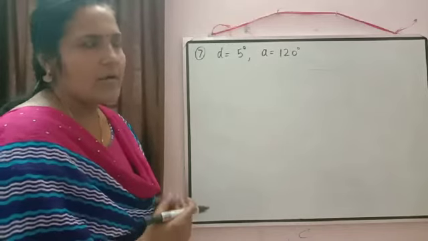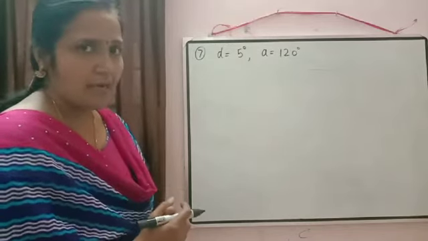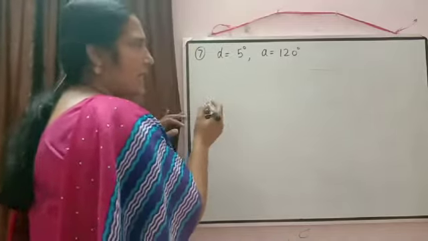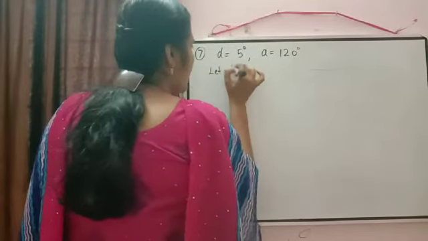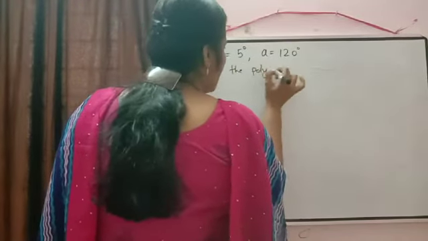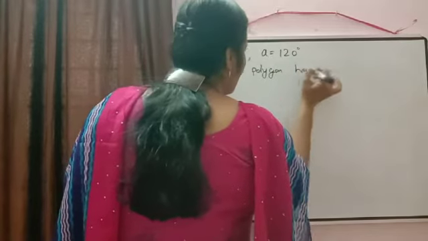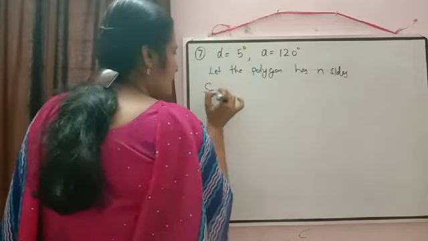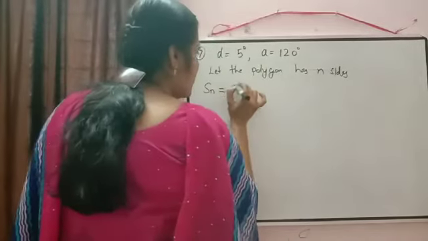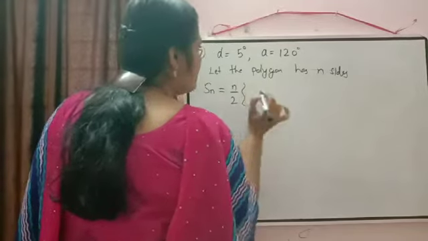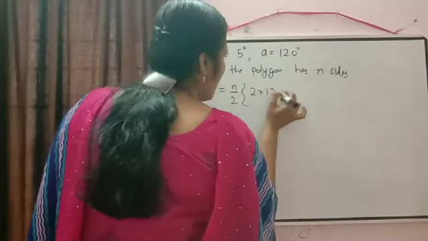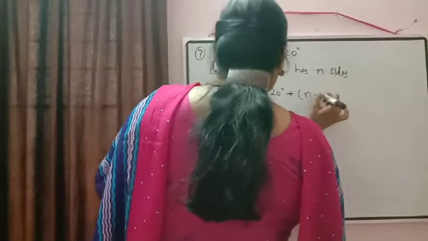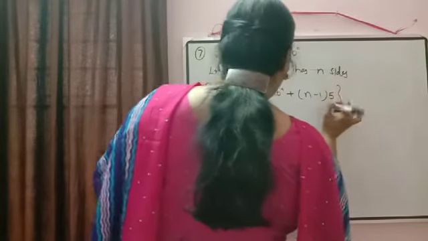According to the formula of AP, what will be the sum of n terms? We will suppose that this polygon has n sides. So write down, let the polygon have n sides. Sn, according to the formula, will be equal to n by 2 into 2a. In place of a we have 120 degrees, so 2 into 120 degrees plus n minus 1 into d. In place of d we have 5.